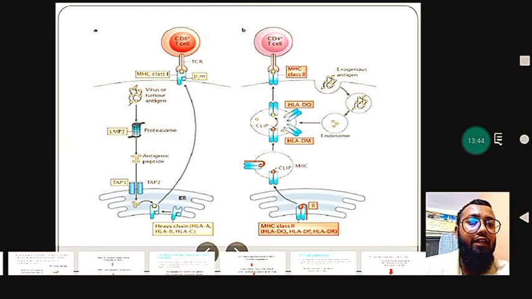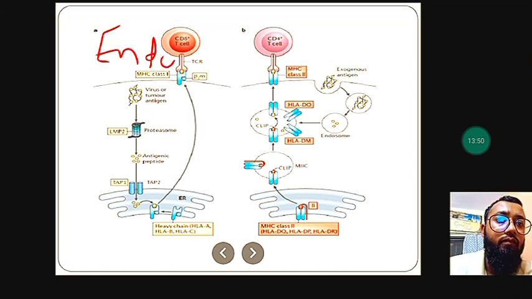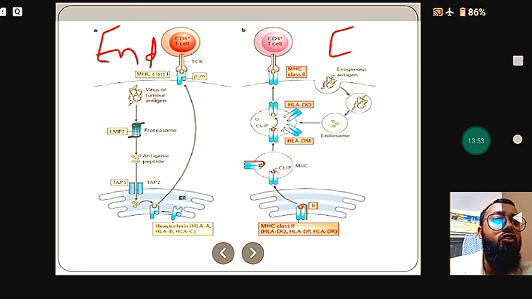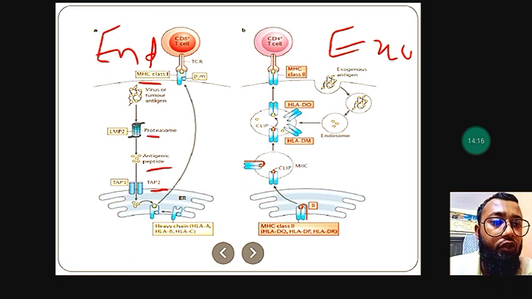diagrams. In this diagram, this one is the endogenous pathway, and this one is exogenous. As I explained in the flow chart, in the endogenous pathway MHC1 is involved, and the TAP transporter, the transporter associated with antigen processing, transports the antigenic peptides after they are degraded by the proteasome, and then they are transferred to the plasma membrane, where CD8 cells are activated.